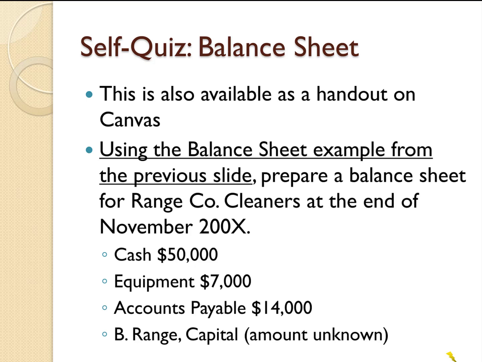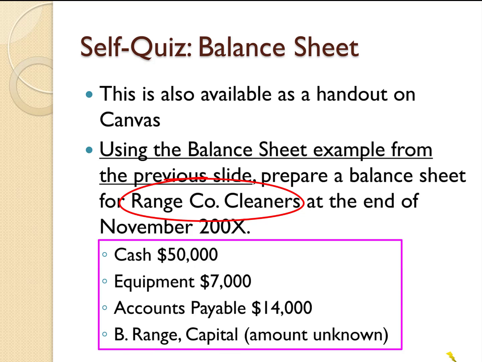And we're going to prepare a balance sheet for a company called Range Company Cleaners at the end of November. The only information we have is that they have cash of $50,000, equipment of $7,000, accounts payable of $14,000, and the name of the owner is B Range, so therefore the name of the capital account is B Range Capital, but we don't know what the capital amount is.